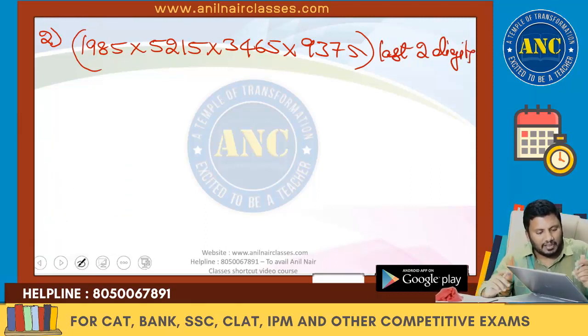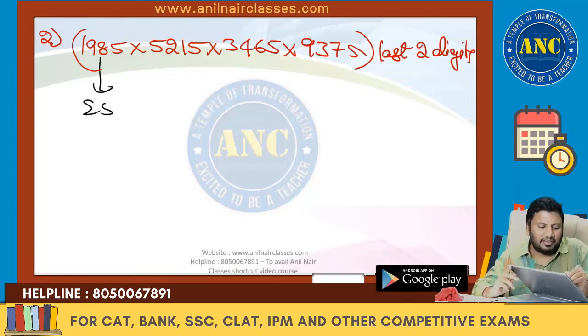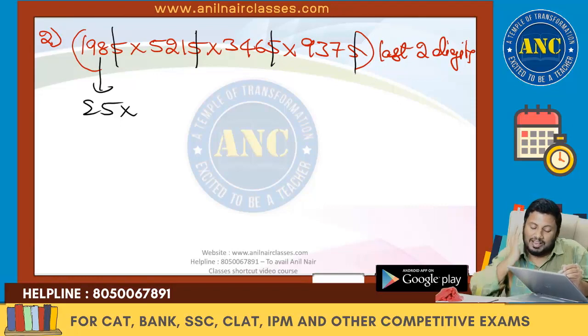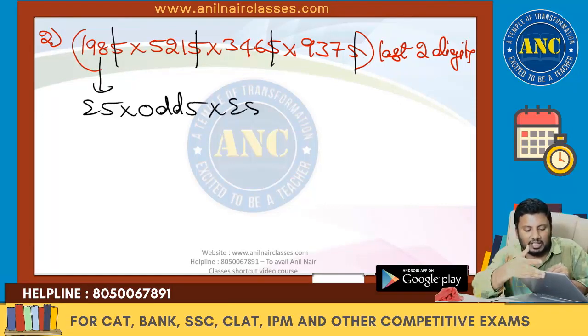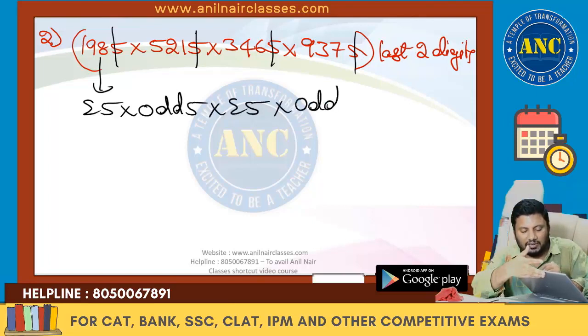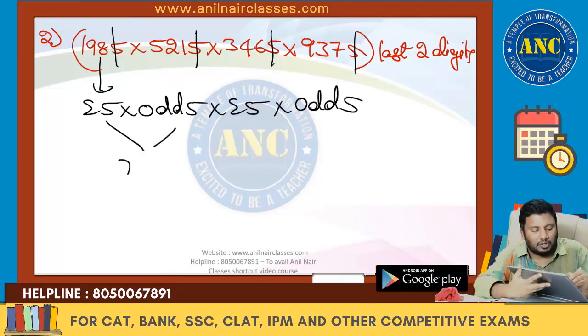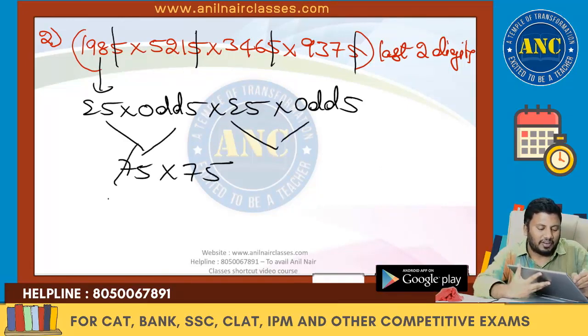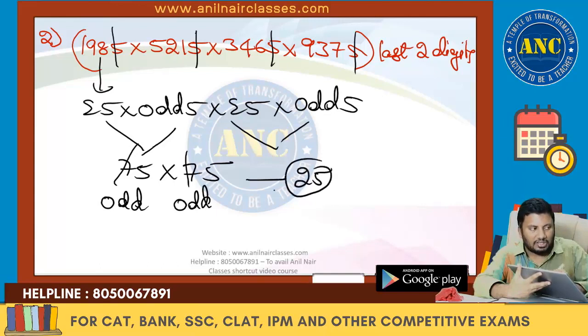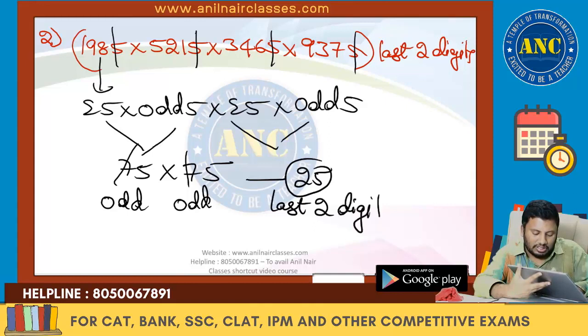1985. 198, 8 is an even number. 5215, omit the 5s, sir. 521, it is an odd number. 346, even number. 937, odd number. Even 5 into odd 5, 75. Even 5 into odd 5, 75. 7 is odd. Here also it is odd. Odd 5 into odd 5. Last two digits is 25.